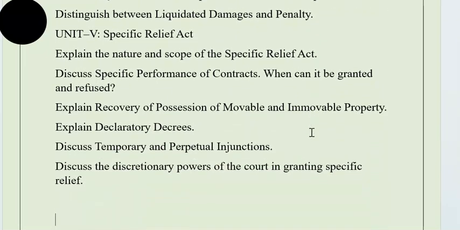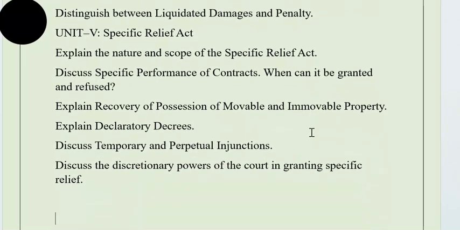Now under the Specific Relief Act, you have to study the nature and scope of the Specific Relief Act. Discuss specific performance of contract and when it can be granted and when it can be refused. Then explain the recovery of possession of movable and immovable property.